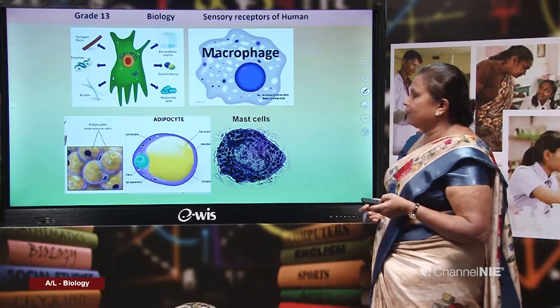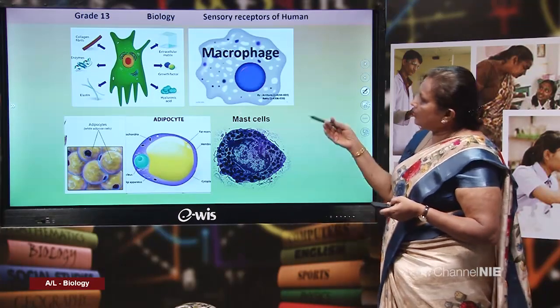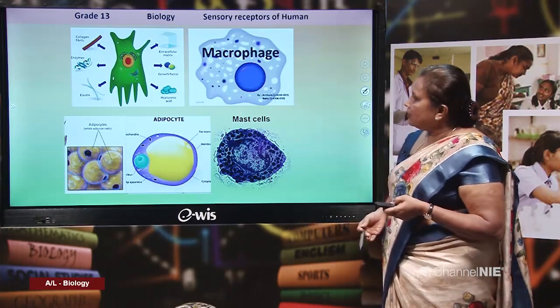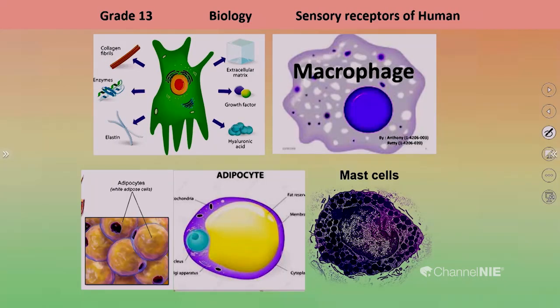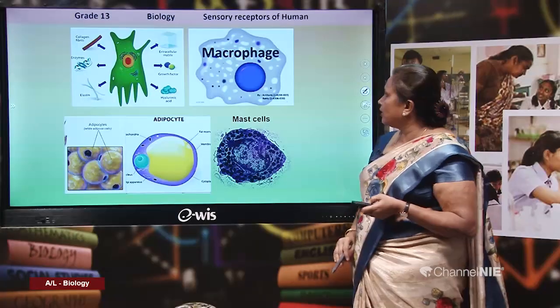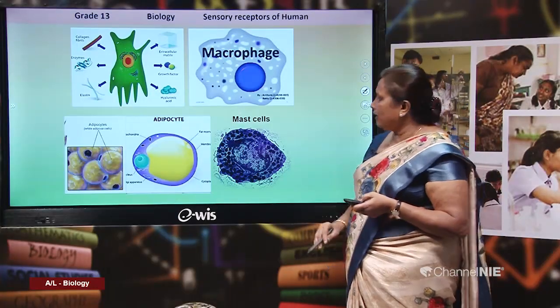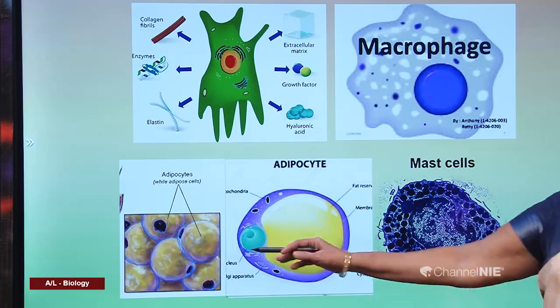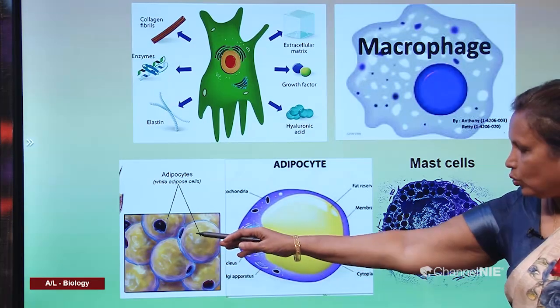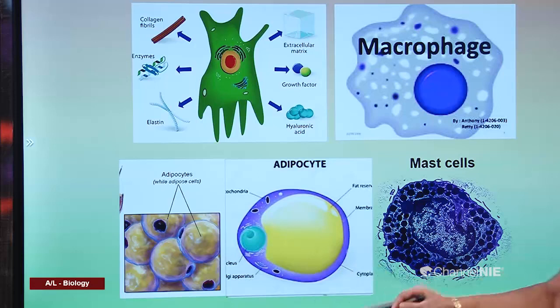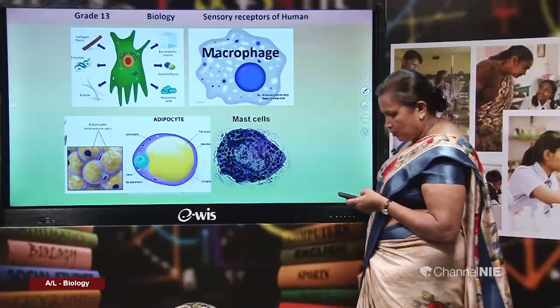Then these are some of the diagrams of the fibroblast. It actually shows the function of the fibroblast also. Macrophages are important for defense mechanism. These are fat cells. This is a fat tissue with the areolar tissue surrounding. This is a fat cell or adipocyte. You can see the fat globule inside. Okay, these are mast cells, a specialized white blood cell.